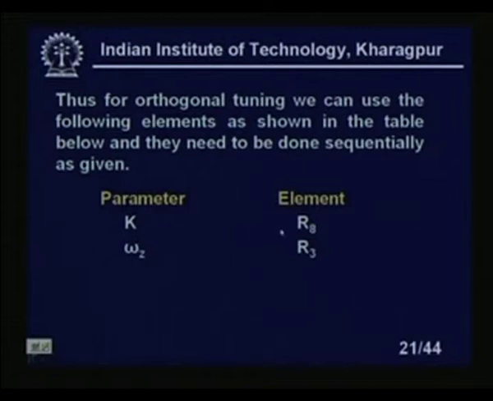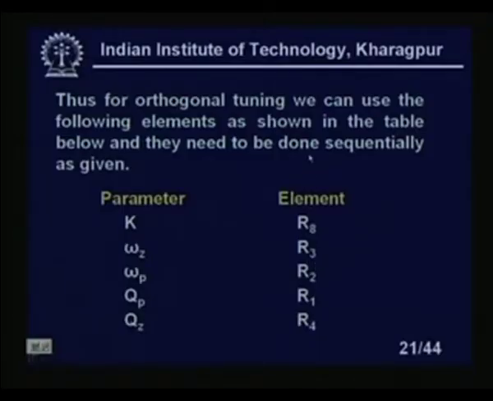For omega z I am using R3. For omega p I am choosing R2. For omega p by qp, I am choosing R1 to tune, and for qz, R4. This completes the tuning of all the filter elements. You have to go in this particular sequence, otherwise there will be a problem, you see, because if you tune R8, let us look at, I am taking the examples of tuning R8 or R3, K for R8 and omega z equal to R3. Let us look at.